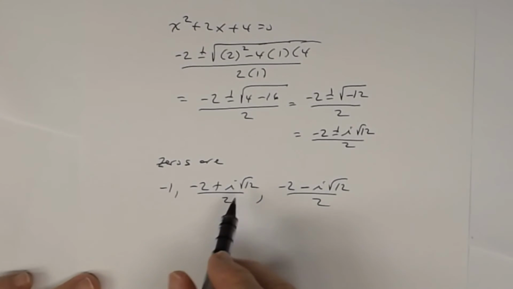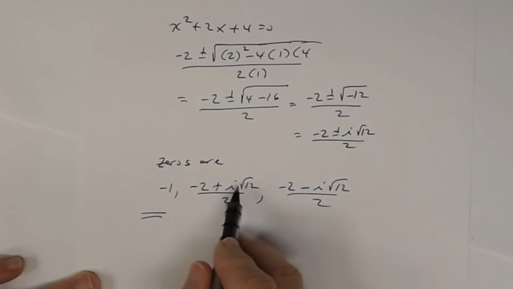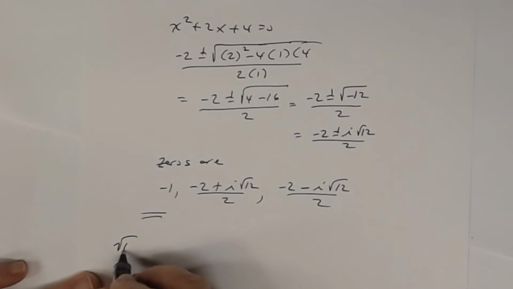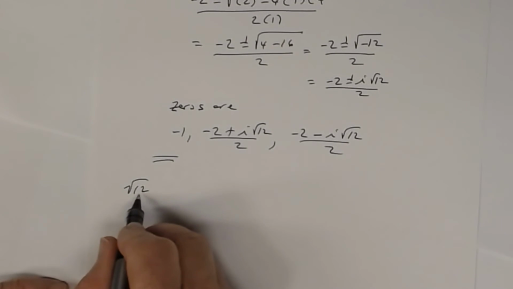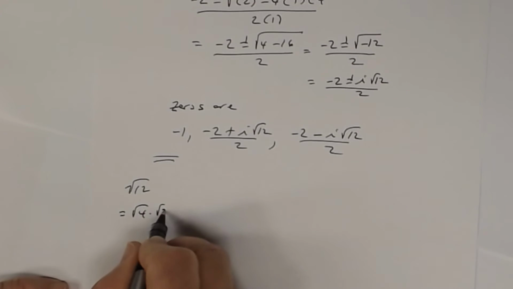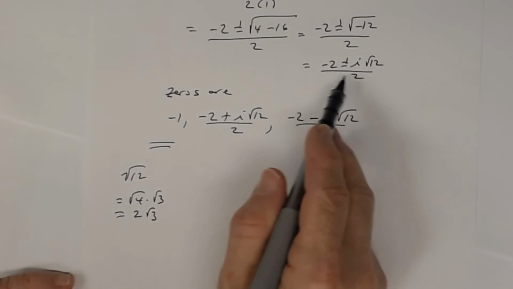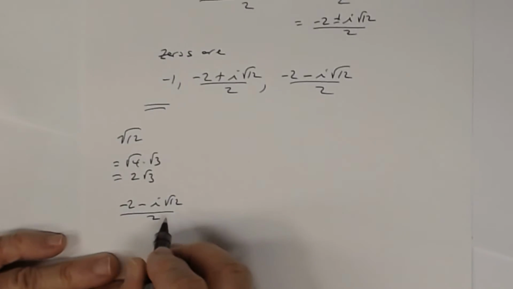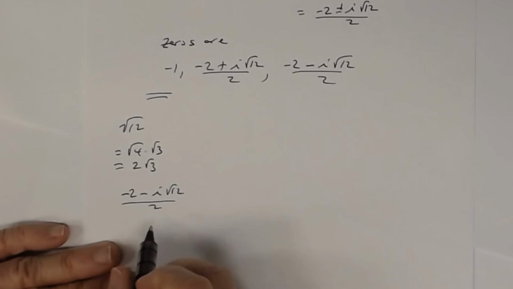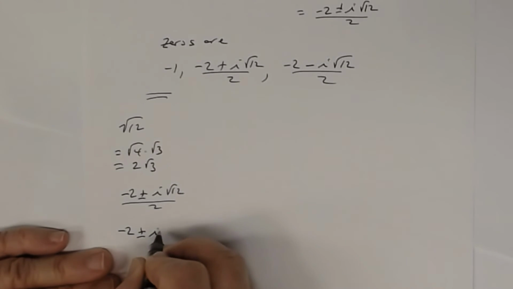Now listen carefully. On MyMathLab, they're probably going to tell you to simplify the radicals. So let's talk about how to do that. The square root of 12, you guys simplify this. The largest perfect square that will go into 12 is 4. So that'll be the square root of 4 times the square root of 3, and the square root of 4 is 2, so you get 2 square root of 3. So we have negative 2 plus or minus i square root of 12 divided by 2. I'm going to replace the square root of 12 with this: negative 2 plus or minus i times 2 square root of 3, divided by 2.